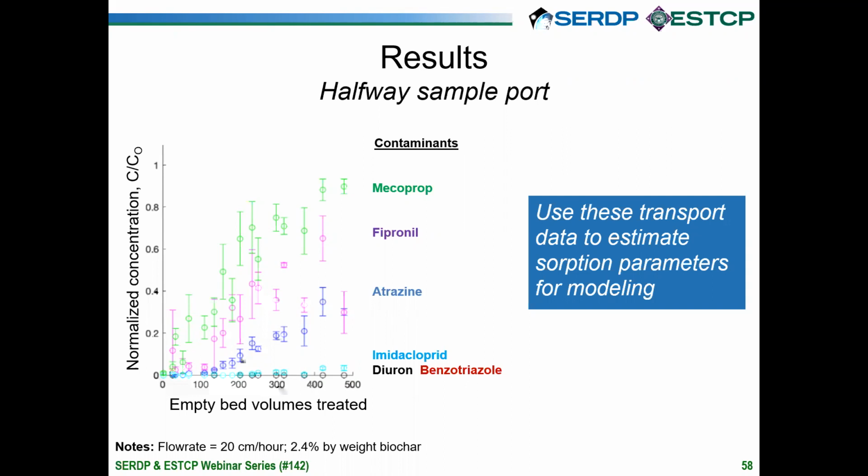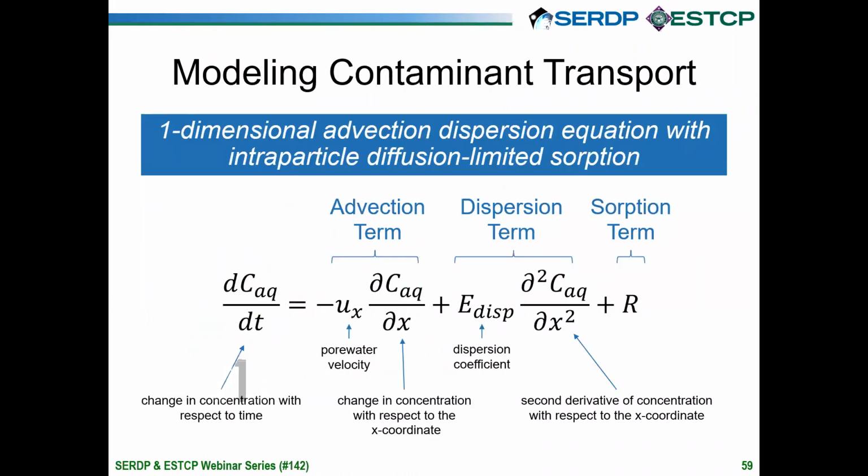What I'll show now is that work for the compound atrazine. The reason I pick atrazine is it's kind of in the middle range of these different compounds. So the way we do the modeling then is we invoke a one-dimensional advection dispersion equation with interparticle diffusion limited sorption. Now, basically what that means is we have advection by the water flow, we have dispersion, and we have sorption within these sorbent media, the biochar or the regenerated activated carbon.